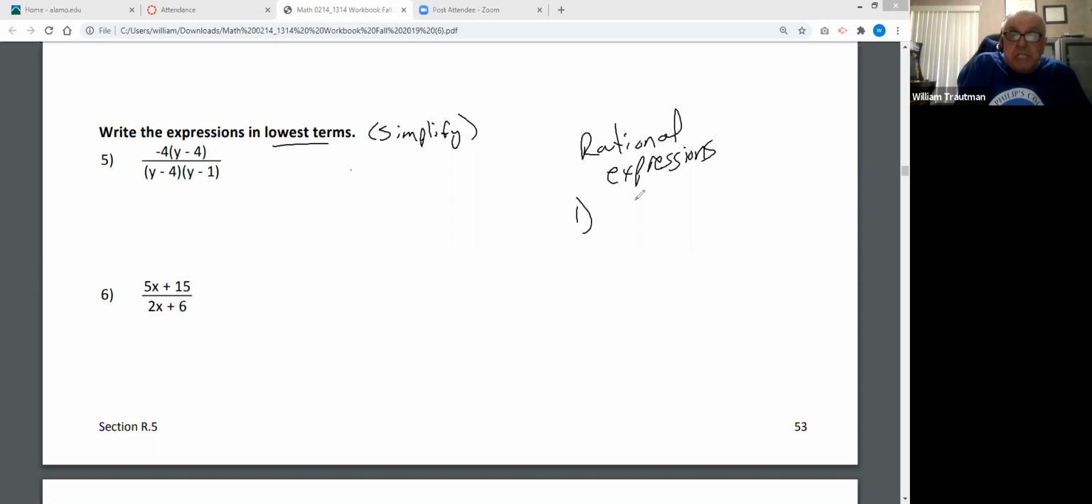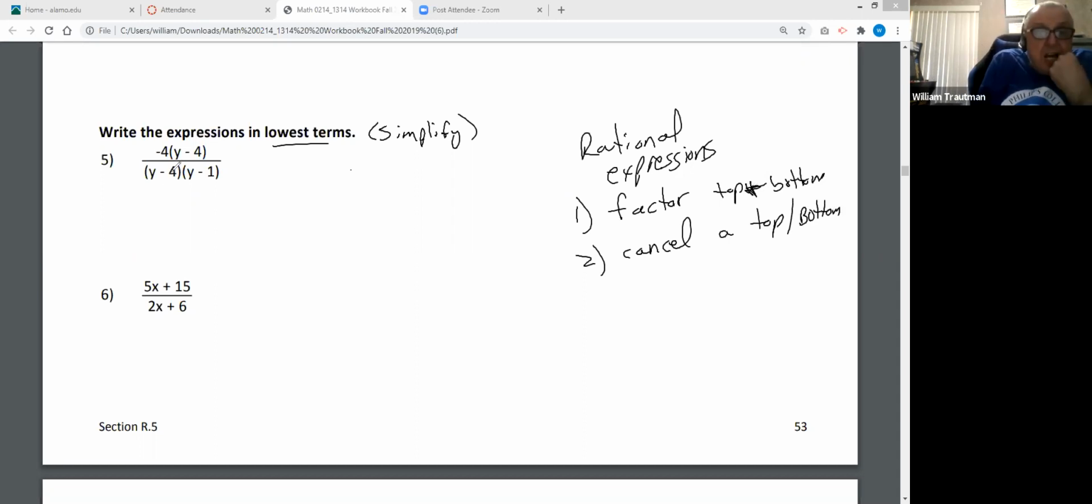There's only two steps. Step 1, we factor everything that we can, tops and bottom. That's why we had to know how to factor top and bottom. Step 2, cancel if we can. Cancel a top with a bottom if they're the same.